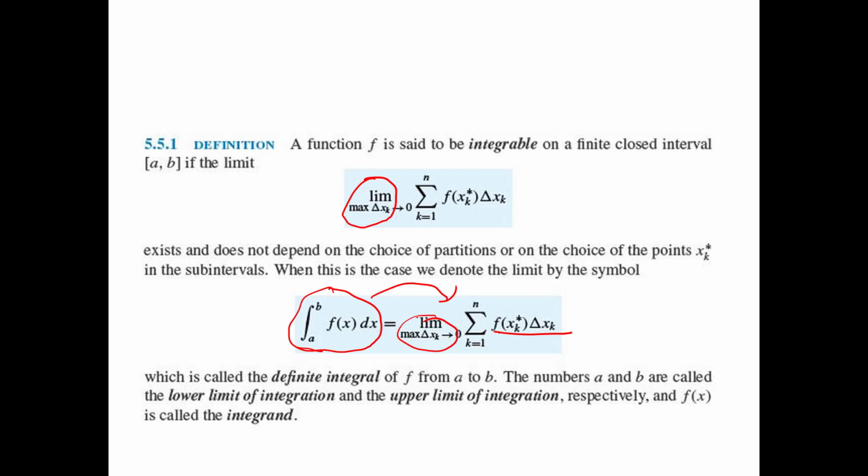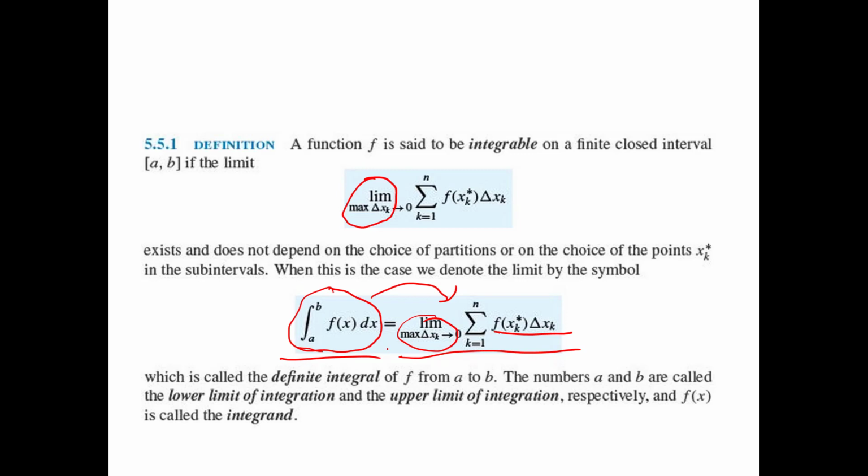Which is called the definite integral of f from a to b. We already talked about indefinite integrals. This is called the definite integral because the answer is going to be the area under the curve when the answer exists. The numbers a and b are called the lower limit of integration and the upper limit of integration respectively, and f of x is called the integrand. And so this is just going over notation and vocabulary so that we don't have to keep writing all of this. We'll just write it like this, but the two mean the exact same thing.